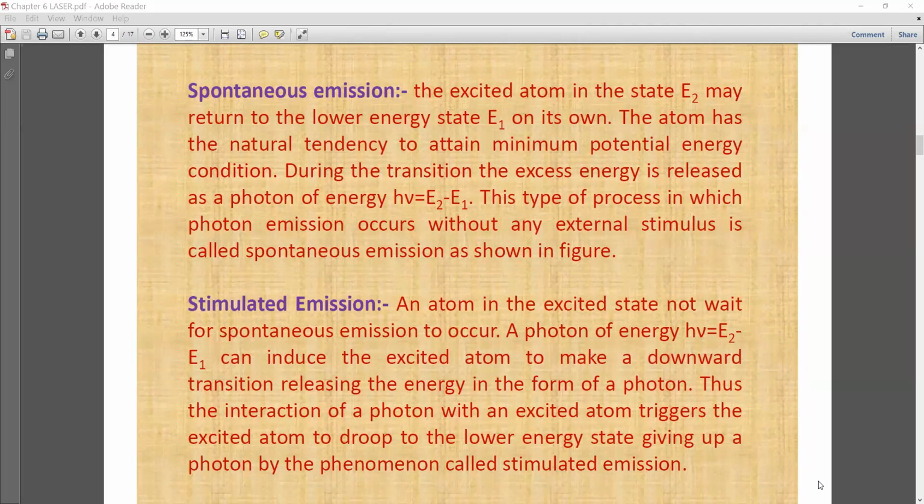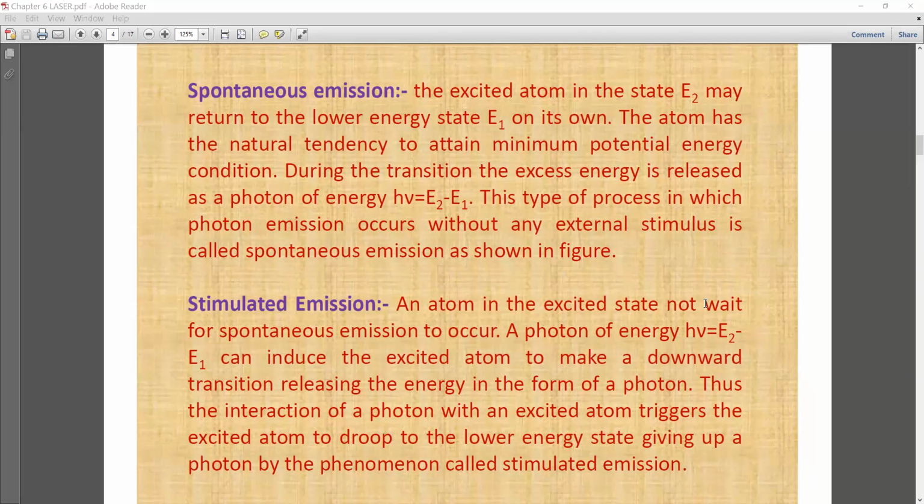Spontaneous emission. The excited atom in the state E2 may return to the lower energy state E1 on its own. The atom has a natural tendency to attain the minimum potential energy condition. During the transition, the excess energy is released as a photon of energy hν equal to E2 minus E1. This type of process, in which photon emission occurs without any external stimulus, is called spontaneous emission.